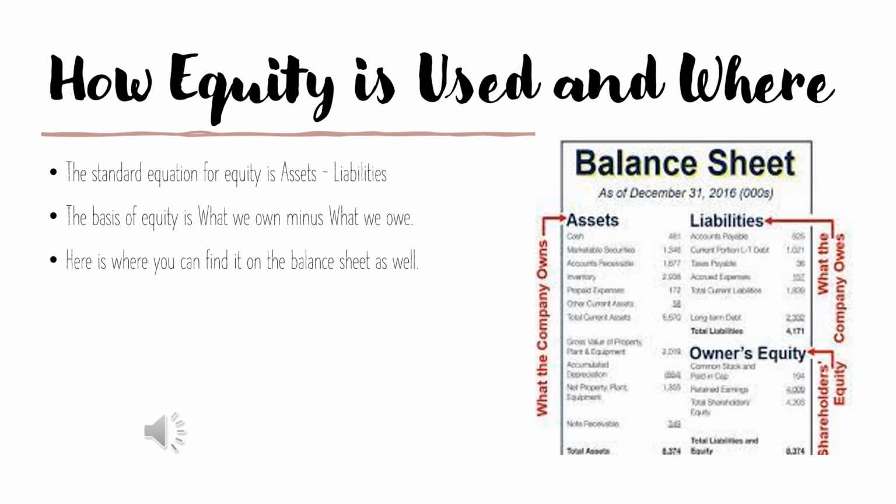As you can see on the sheet, you have assets, liabilities, and owner's equity. And under owner's equity, you have common stock, paid-in capital, retained earnings, total stockholders' equity. And then you have the culmination of the total liabilities and equity there on the sheet. And it's also labeled with the red arrows.